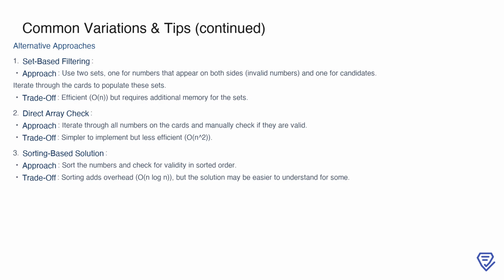Another option is a direct array check, where you manually iterate through all numbers on the cards to determine their validity. This method is simpler to implement but less efficient, with a time complexity of O(n²). A third alternative involves sorting. By sorting the numbers and then checking their validity in sorted order, you can simplify the logic. However, sorting adds overhead with a time complexity of O(n log n). While these approaches have their pros and cons, understanding them allows you to choose the one that best fits the constraints and requirements of the problem.